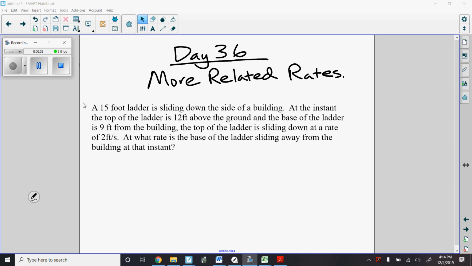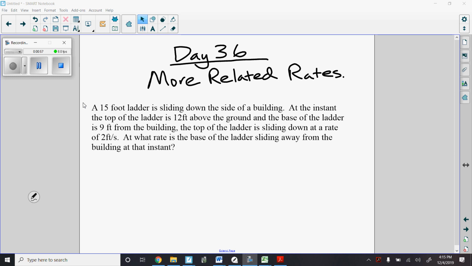Okay. So again, it says a 15-foot ladder is sliding down the side of a building. At the instant the top of the ladder is 12 feet above the ground, the base of the ladder is 9 feet from the building. The top of the ladder is sliding down at a rate of 2 feet per second. At what rate is the base of the ladder sliding away from the building at that instant?